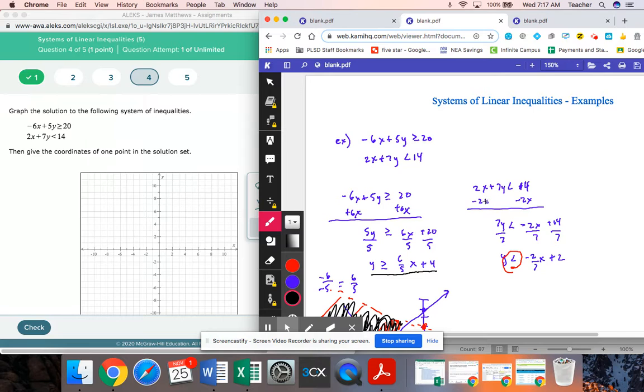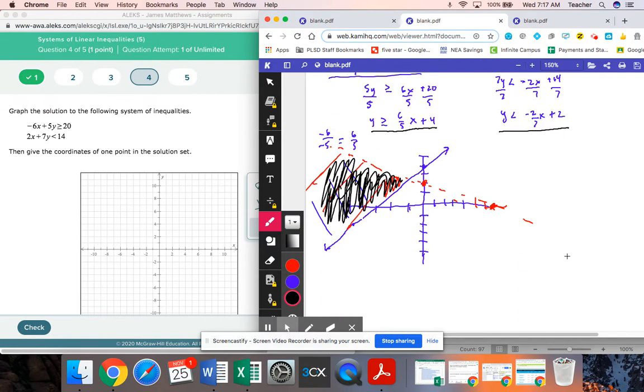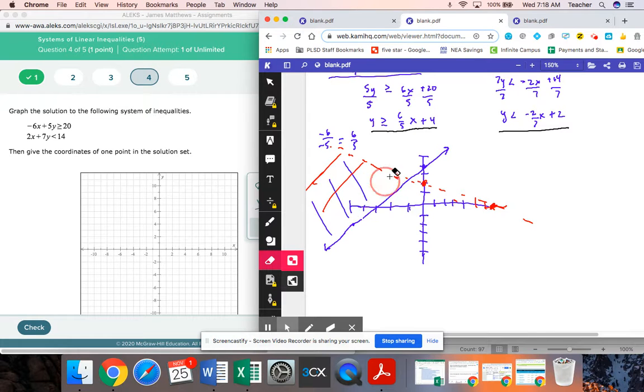Similarly here, when I subtract 2x from both sides, I'm left with just 7y. And then I have this 14, and then this minus 2x. I'm going to put the negative 2x first, and then the plus 14. Then let me divide everything by 7 so I can get y by itself. Let me erase this circle. And you'll see that y is less than this.